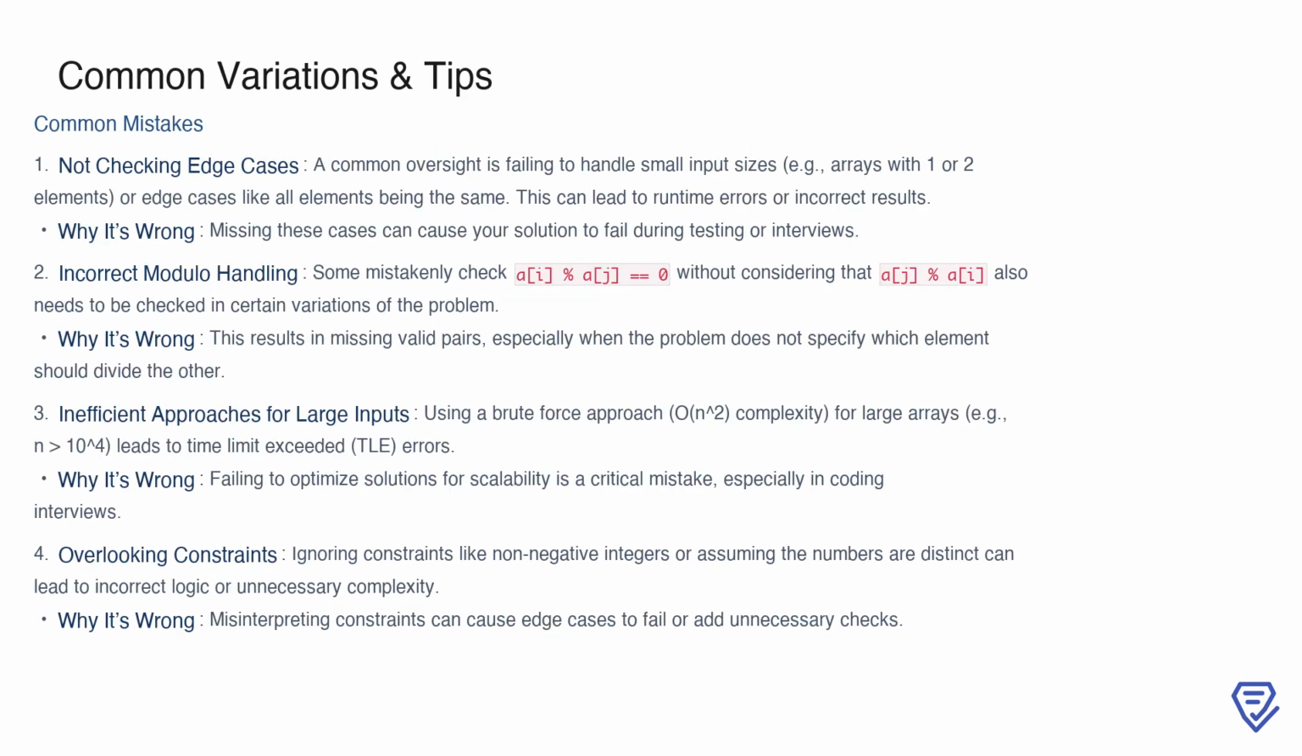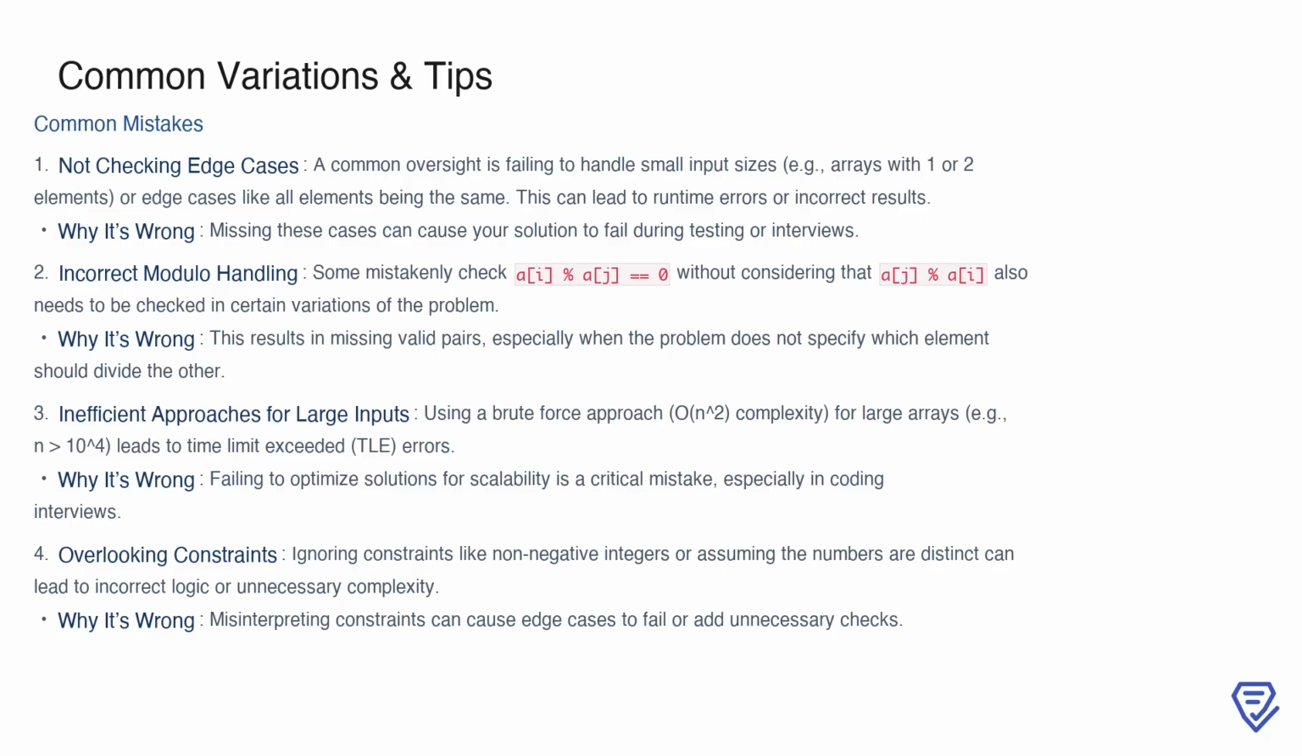When tackling this problem, there are several common mistakes to watch out for. First, not checking edge cases is a major issue. For example, if you're given an array with only one or two elements, or if all elements are identical, failing to account for these scenarios can lead to runtime errors or incorrect outputs. It's important to remember that edge cases are often used in testing or interviews to evaluate your solution's robustness.